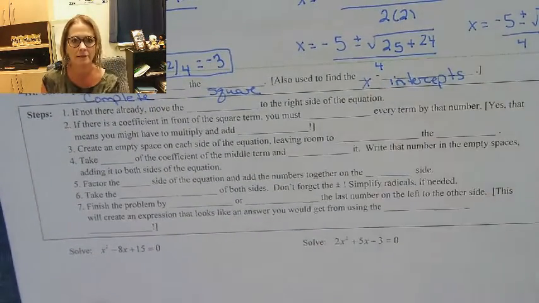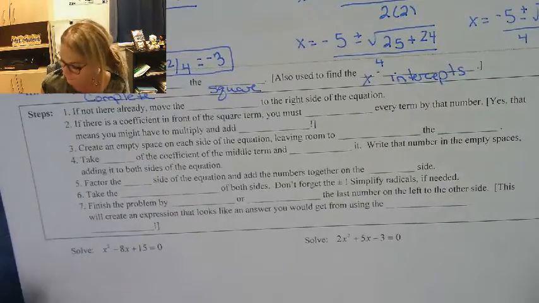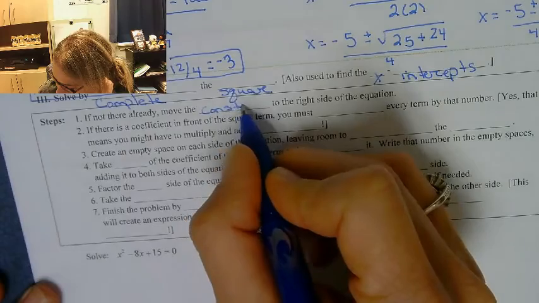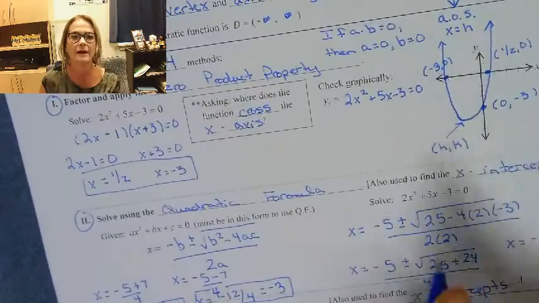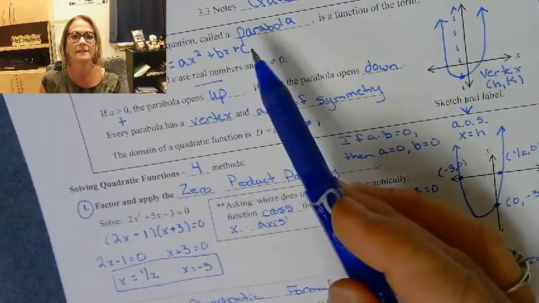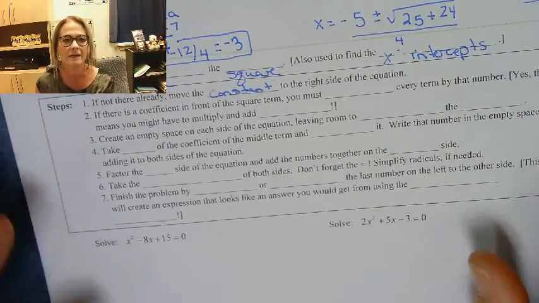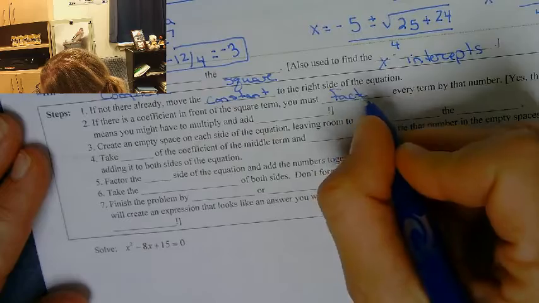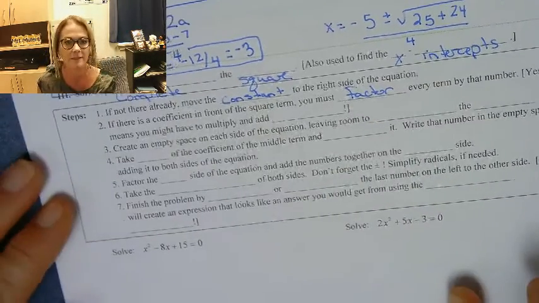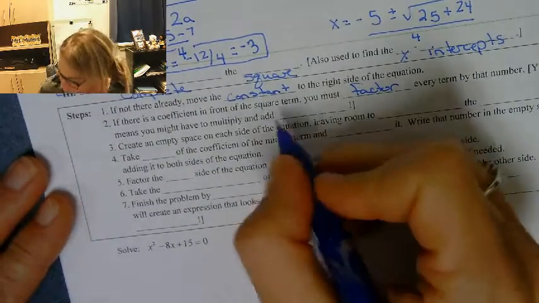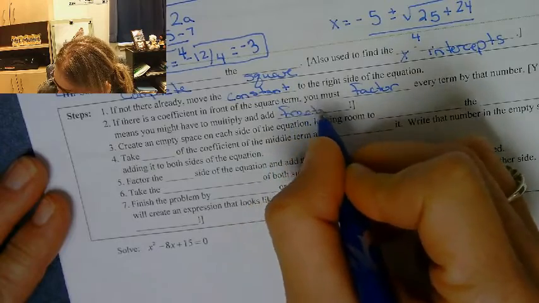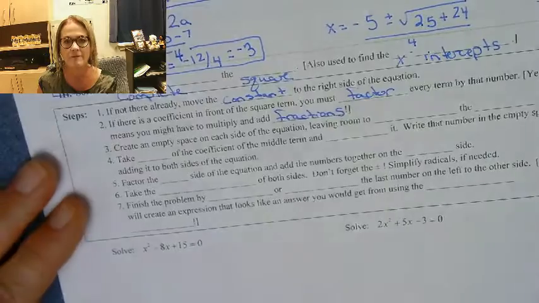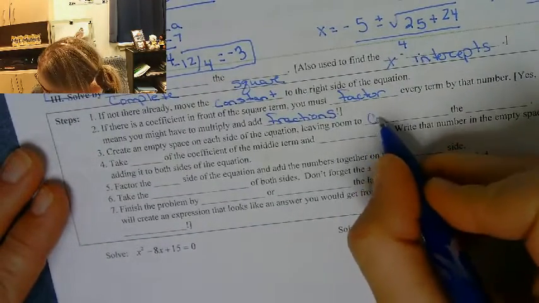Okay, so this is kind of a long list of things we have to do here. If not there already, move the constant to the right. So we're not setting it to 0. So move that constant, that C value, to the other side. If there's a coefficient in front of the square term, you must factor every term by that number. Yes, that means you might have to multiply and add fractions when you factor it out if it's not a nice, easy division. Create an empty space on each side of the equation, leaving room to complete the square.